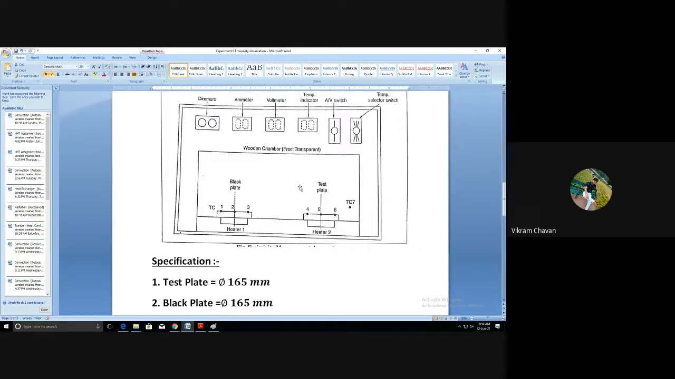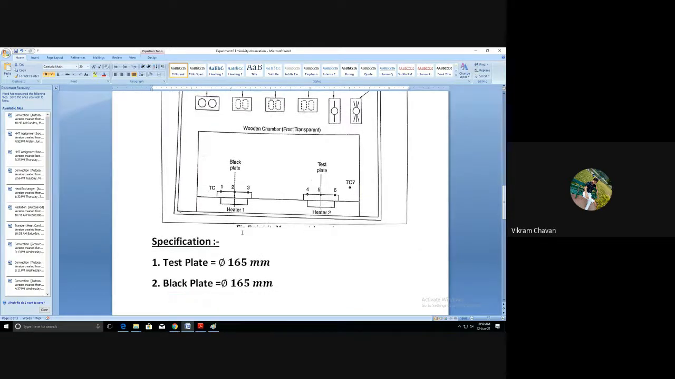Most importantly, for the calculation you require some specifications. The first requirement is that whatever surface area we consider for the black plate, the same surface area we consider for the test plate. For that reason, the test plate diameter should be equal to the black plate diameter. The diameter of the test plate is 165 mm, and the black plate diameter is also considered as 165 mm.